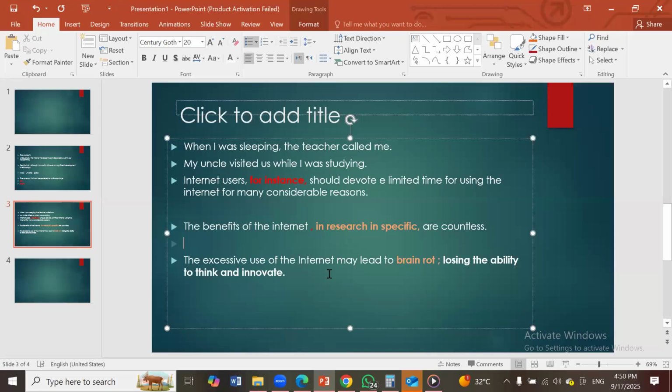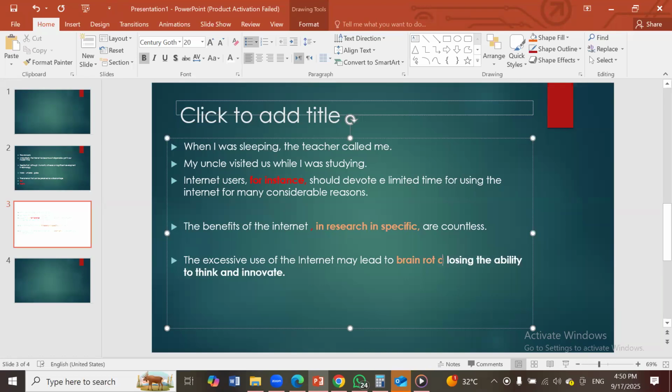Definition? Or clarify? If I said, clarify what does brain rot mean, I told you it is in the position of a preposition. The excessive use of the internet may lead to brain rot; losing the ability to think and innovate. It replaces because, so, to, but, or.